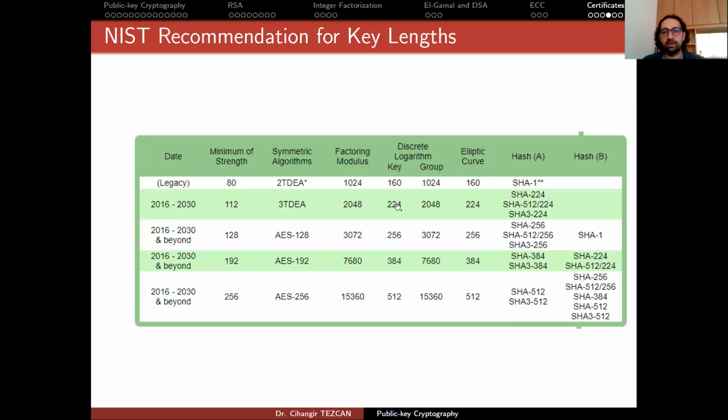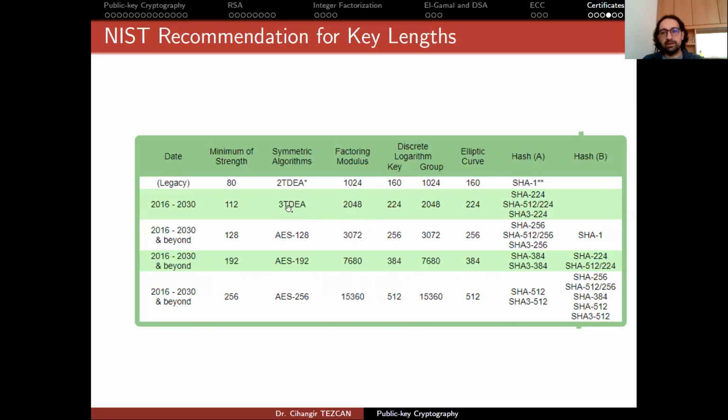And for the discrete logarithm, the key can be twice 112, which is 224, and the group modulus should be at least 2048 bits. For elliptic curves, the key can be just twice this value. As you can see, we don't have a sub-exponential algorithm to break the elliptic curve discrete logarithm problem. This is why we only multiply by 2. This comes from Pollard's rho algorithm. But for RSA, the factoring modulus should be larger because we have sub-exponential time algorithms.